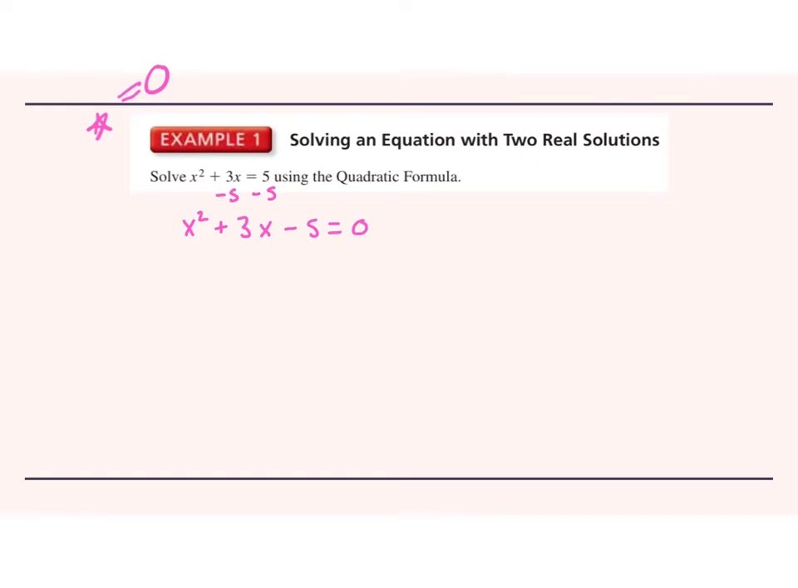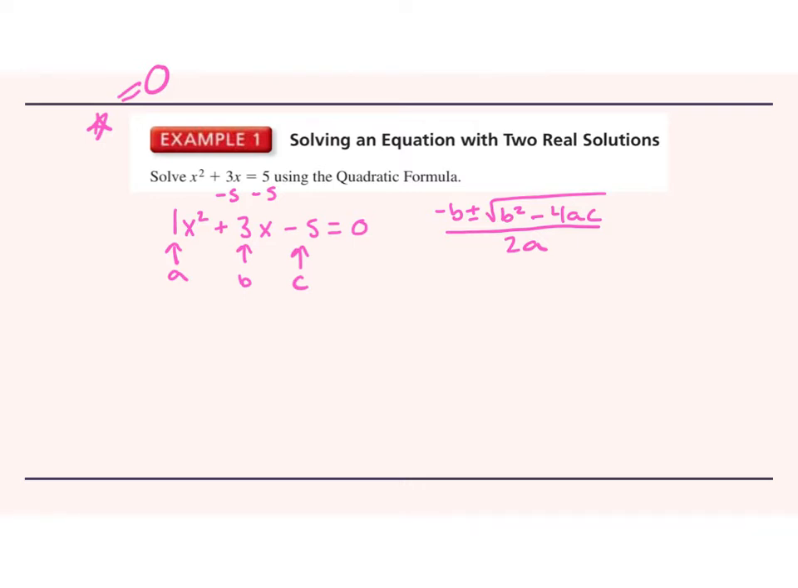Now we need to find our a, b, and c, and then we plug that into our quadratic formula. So our a is our coefficient in front of the x squared. If there's nothing there, it implies that our coefficient is 1. So our a is 1, our b is 3, and c is negative 5. Our quadratic formula is negative b plus or minus the square root of b squared minus 4ac over 2a.